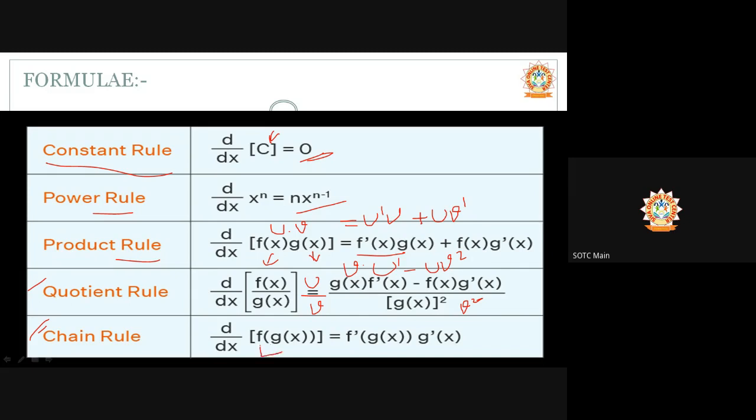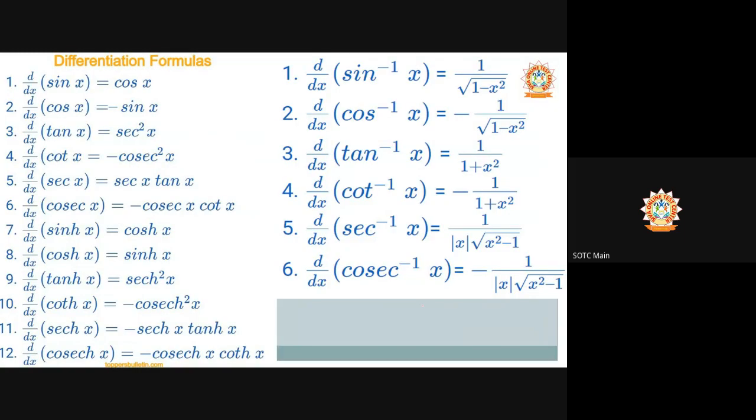F is a function of g of x, and g is again a function of x. Maybe it will reach f of g of h of x, like that as well. In this case, first take the first one, that is f as a function and the entire thing as x. Try to make the derivative, that is f dash of g of x, and take the derivative of whatever the inner function is. So that is g dash of x.